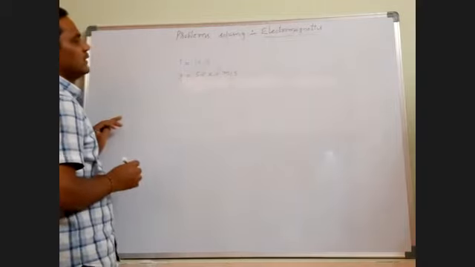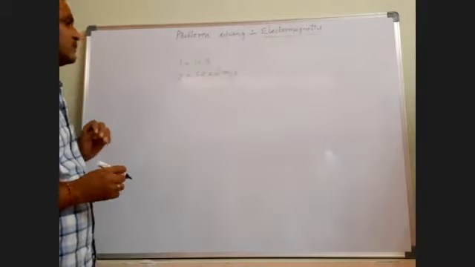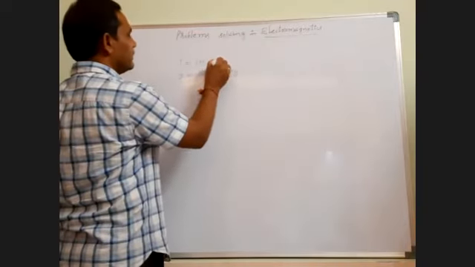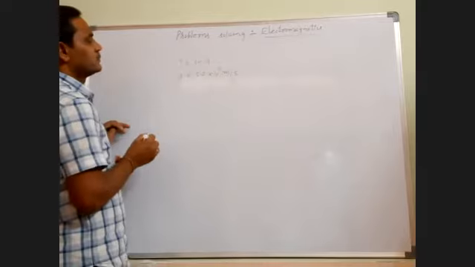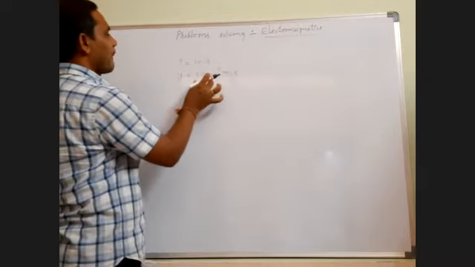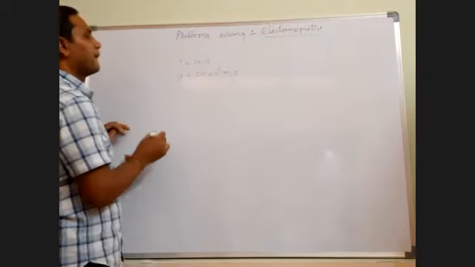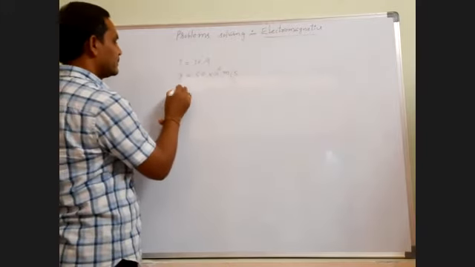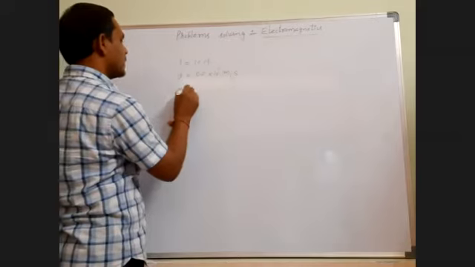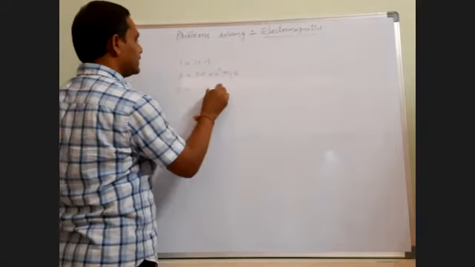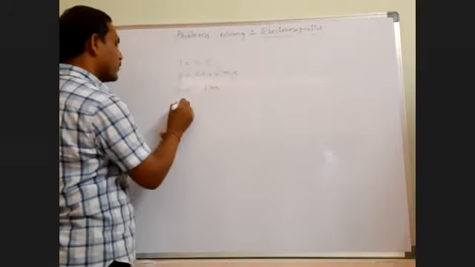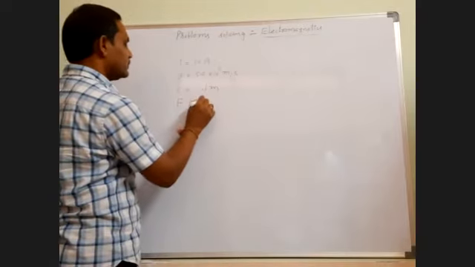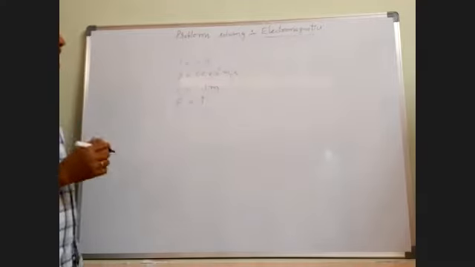Once again, read the problem. A long straight wire carries a current of 10 amperes. An electron travels with a velocity of 5.0 into 10 power 6 meter per second parallel to the wire. At what distance? 0.1 meter from it. Yes, R equals 0.1 meter. So we have to calculate the force. What force does the magnetic field of the current exert on the electron?